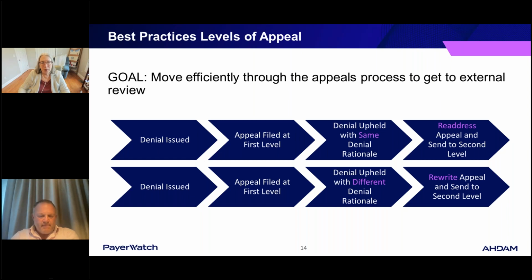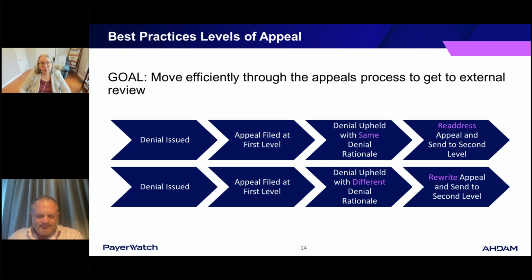So the first line I have is an example of what I believe to be best practice. When a denial is issued and you appeal that denial at the first level, and then the decision comes back that they've upheld that denial and they have the same denial rationale that they used the first time around, put the new address on it if it needs to go to a different address for a second level of appeal. Put a new date on it, send the same appeal back for the second level if you're sending it back internally, meaning back to the payer who initially denied it. Now, I'm going to talk about that a little bit more in the upcoming slide.